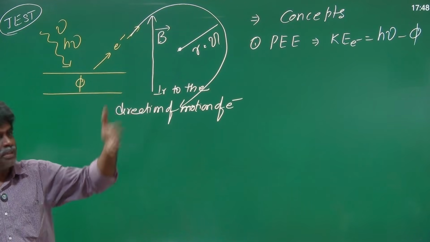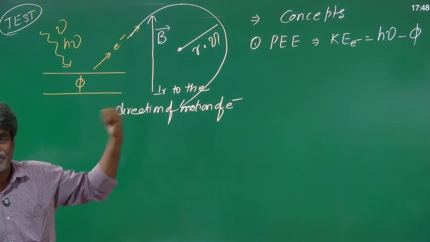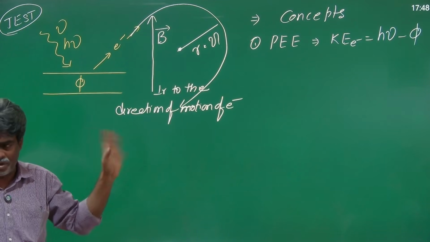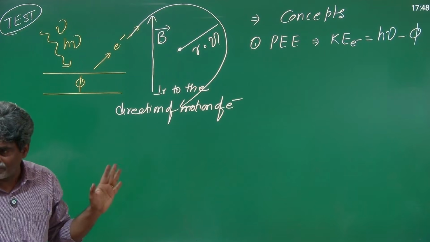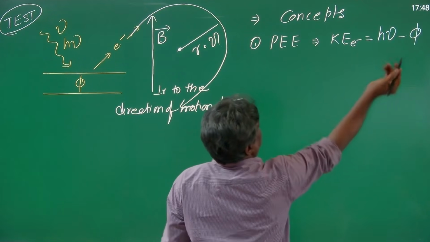Sir, work function is h nu naught. For us it is h nu naught, but for the paper setter who is asking the question, it is the work function phi only. They didn't say anything about nu naught, they explain only phi. So your answer also must be in terms of phi. Good. So that's the kinetic energy.